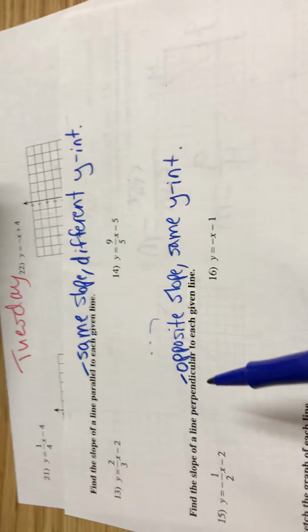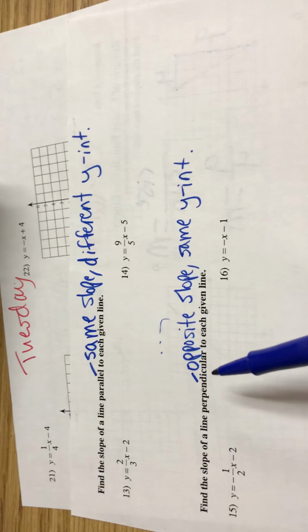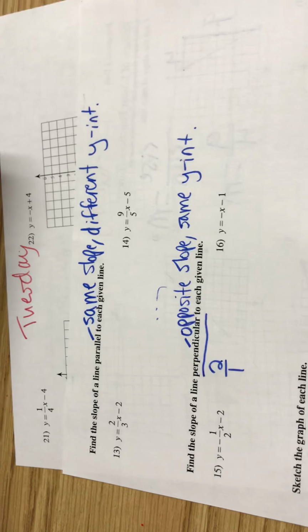If we flip over, there are a couple things I want to show you. When finding the slope of a line parallel to each given line, remember that parallel lines have the same slope but a different y-intercept. I'll give you a few seconds to write these down. When a line is perpendicular, it has the opposite reciprocal slope. For example, if you have negative 1 over 2, the slope of a perpendicular line will be positive 2 over 1. Give you a couple more seconds to write that down.